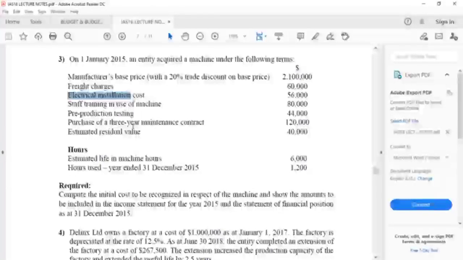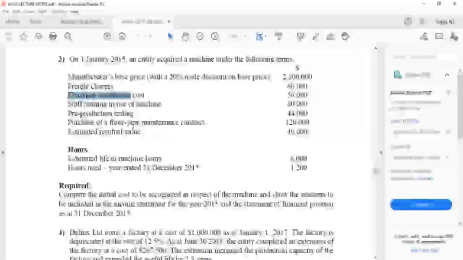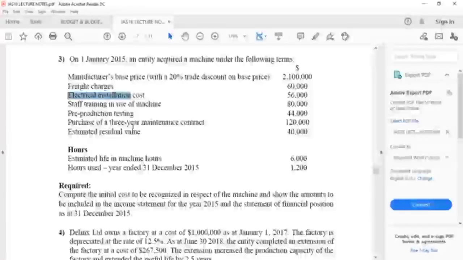So for the initial cost, we are just looking at those costs that you incur before you even start using the asset. That is the initial cost that we talk about. Any cost that you incur after using the asset will not be part of the cost, because it means that you have the asset and you have started using it already.